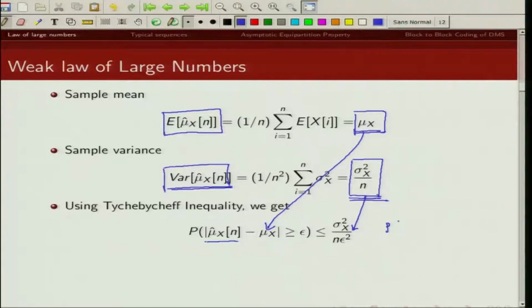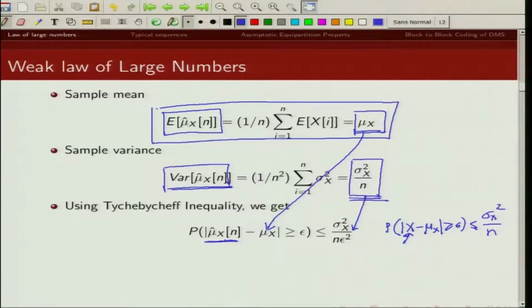Remember, I had this probability that x minus mu x is greater than or equal to epsilon upper bounded by variance by epsilon square. So here this is my mu hat of x, and its mean is given by mu x, which follows from here. And the variance of mu hat of x is given by sigma x square by n. So when I put this variance value here, I get sigma square by n by epsilon square.